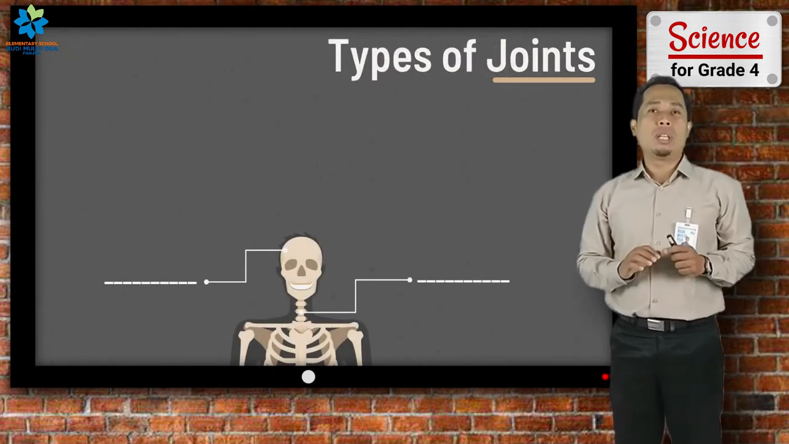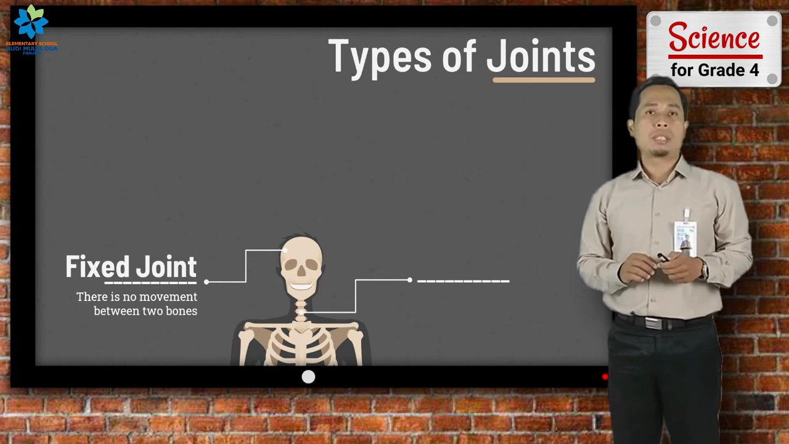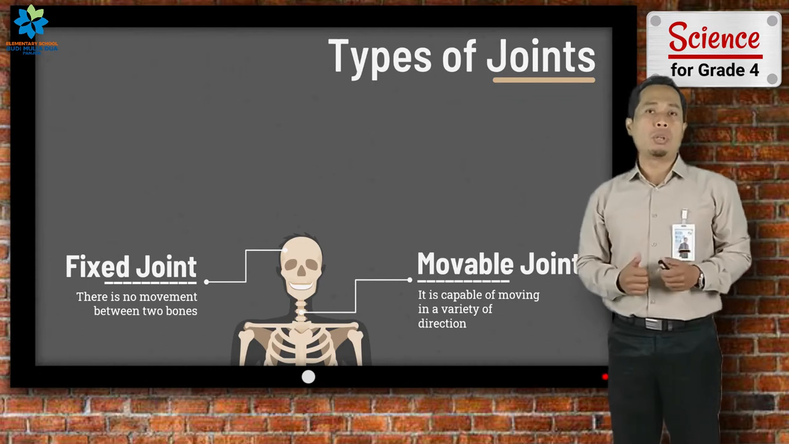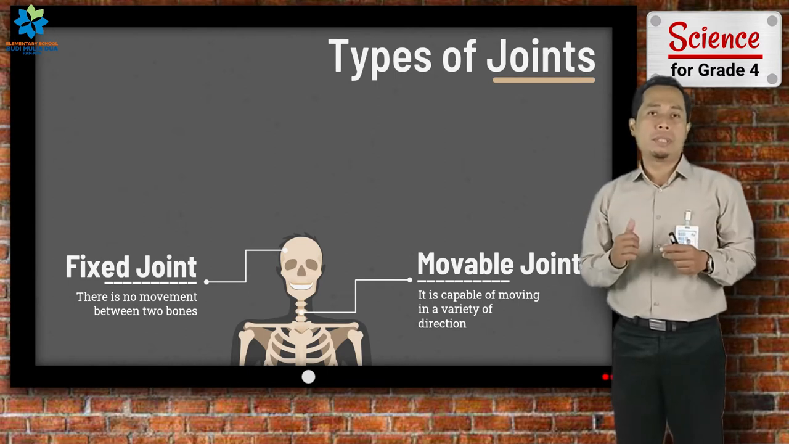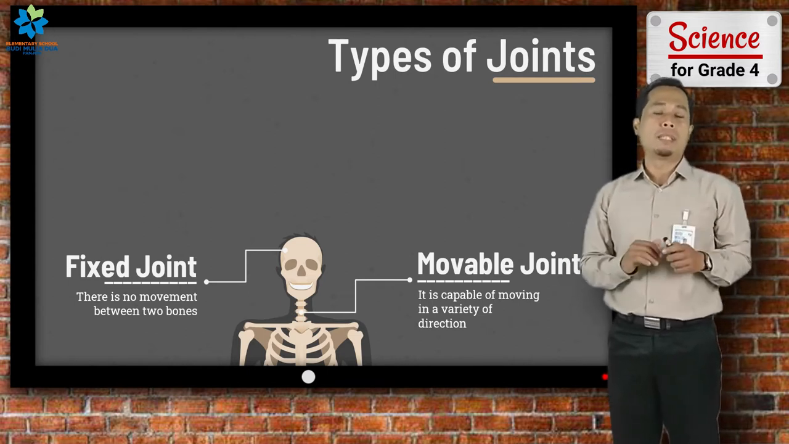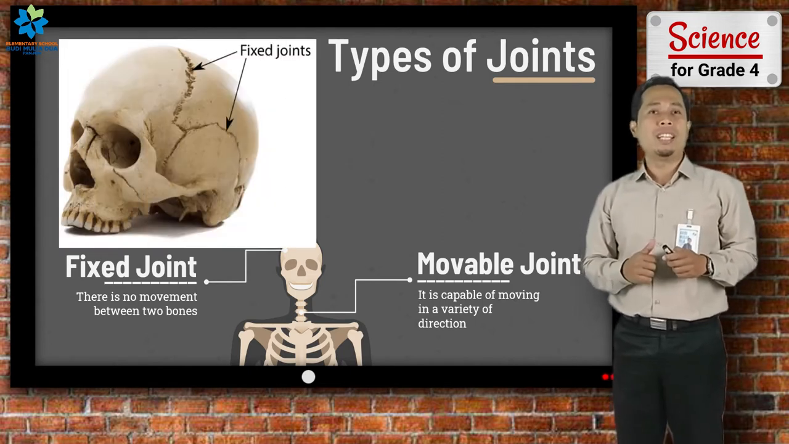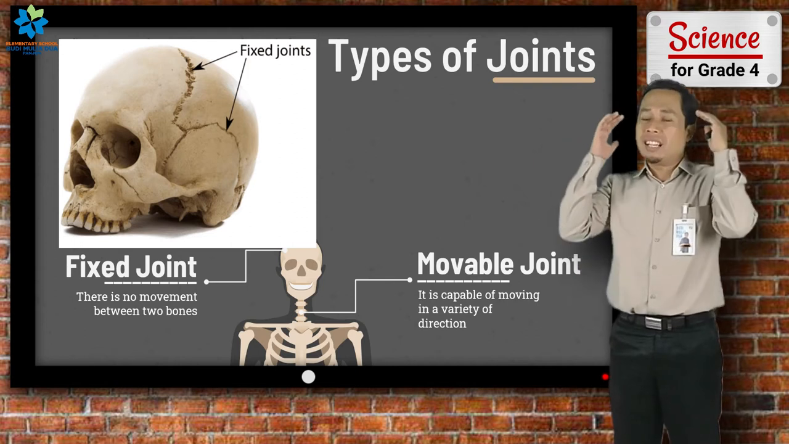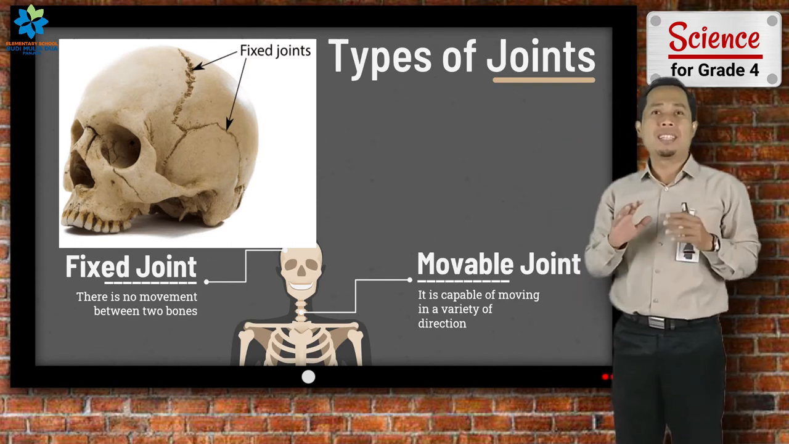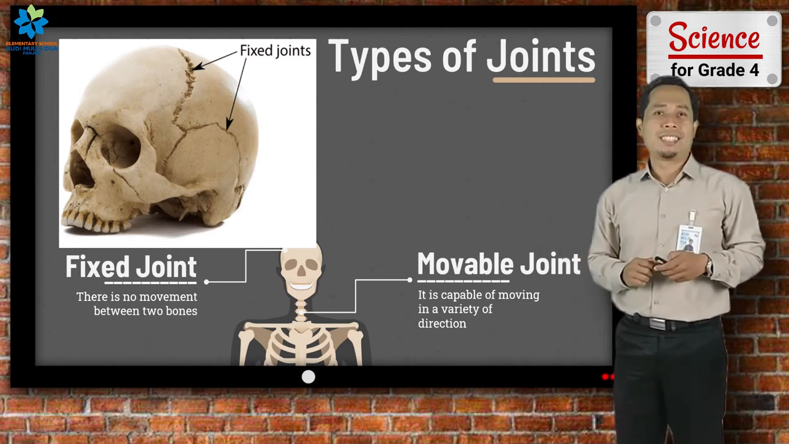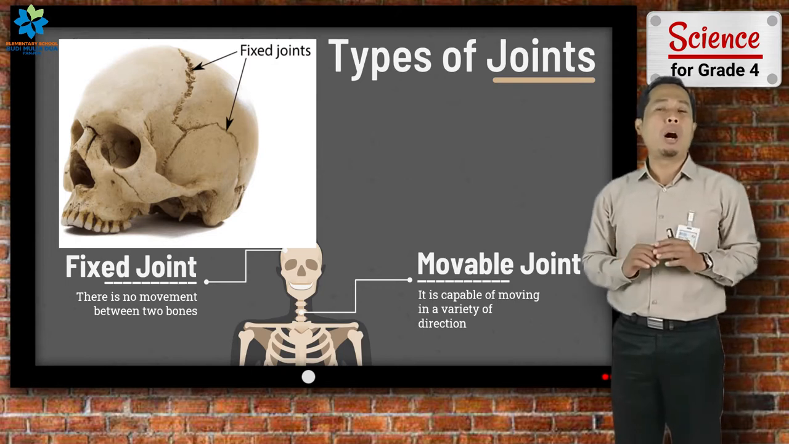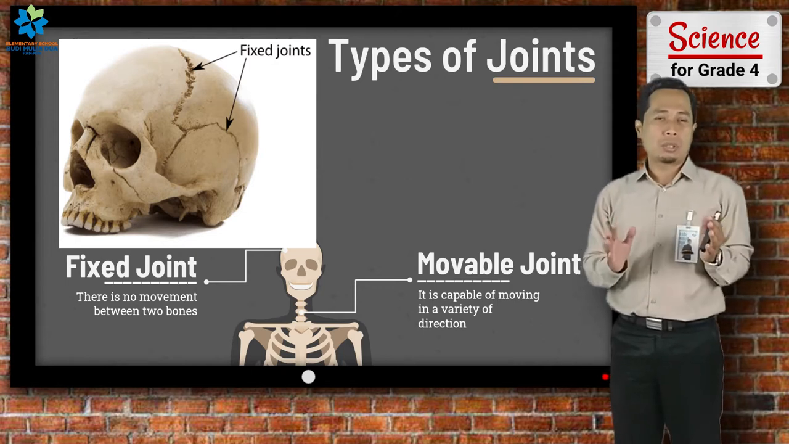Today we are going to learn about types of joint. There are two types of joint. First, what we call fixed joint, and second, what we call movable joints, that is capable of moving in a variety of directions. And fixed joint, there is no movement. We can find fixed joint in our skull. Can you see that there are a lot of bones in our skull, but there is no movement? Can you see this picture? Those are fixed joints.